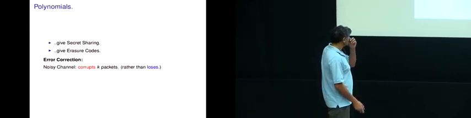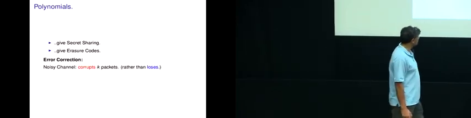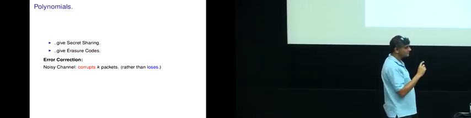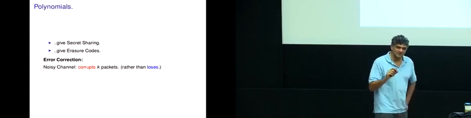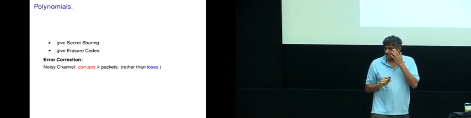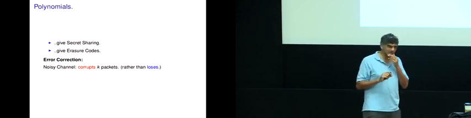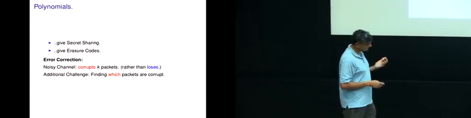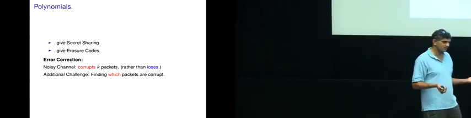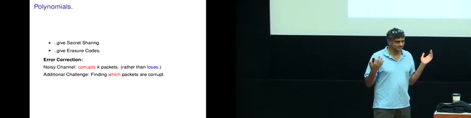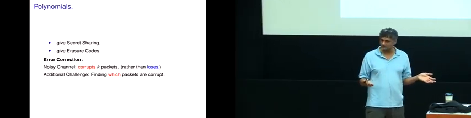Okay, so now we have a more complicated scheme. We have a more evil channel. Instead of just deleting packets, it goes inside the packets and changes them. So it's real evil. If you knew which packets were changed, that's fine, no problem. You just throw them out and do what you did before. But you don't know which packets are changed.